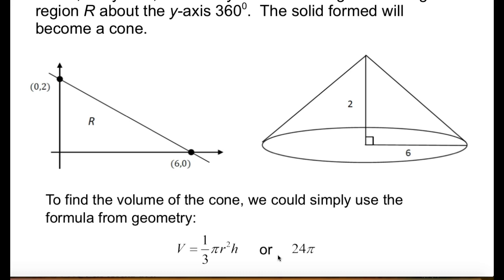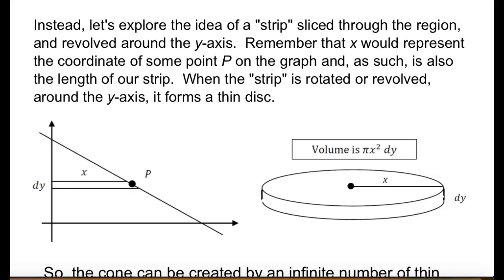So in a case like this, it's pretty straightforward to just use a geometric formula. But we're going to use this example to show how we can also find this volume using integration, and then go into some uglier looking figures. All right, so what we want to think about is that cross-section idea.